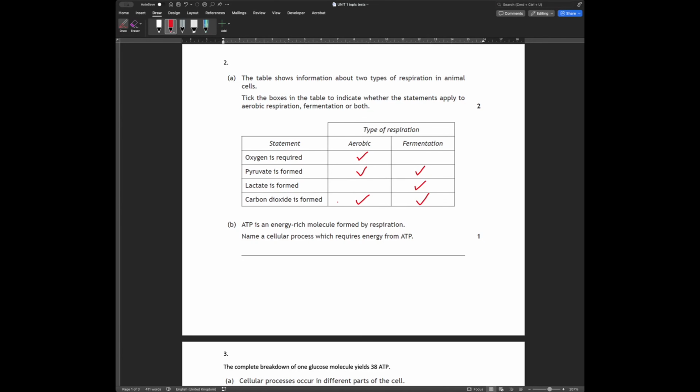Okay, B: ATP is an energy-rich molecule formed by respiration. Name a cellular process which requires energy from ATP. Now, we looked at four of them on our slides when we were doing the lesson. One of them involved muscular contractions, the movement of our muscles. One involved cell division. There was another one for protein synthesis, and the last one was the transmission of nerve impulses. You can choose any of those four because it only asks for one, and write it down here. So muscle contraction, transmission of nerve impulses, protein synthesis, and cell division are your four options there.